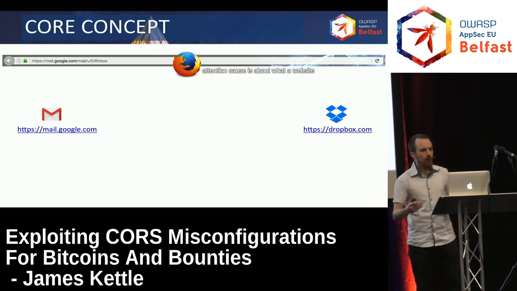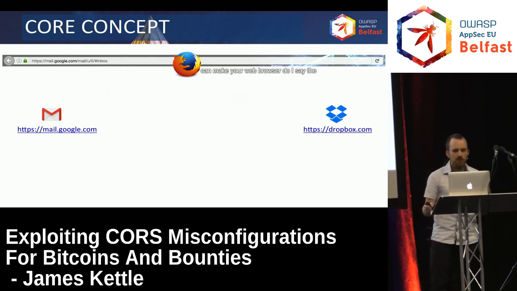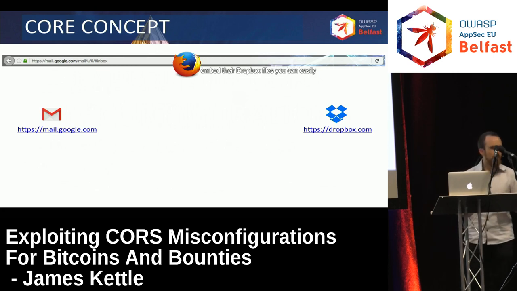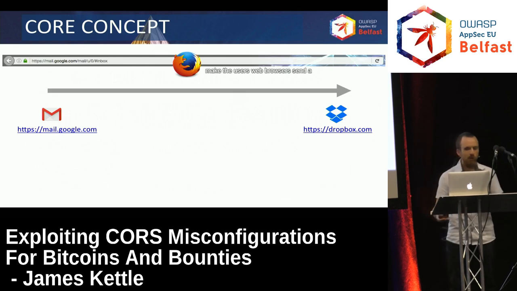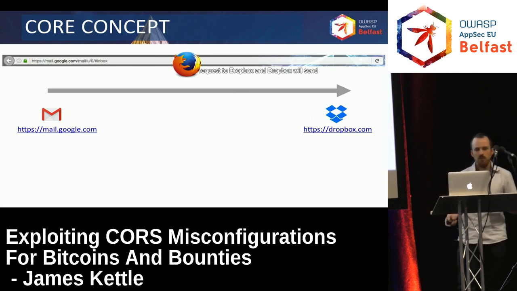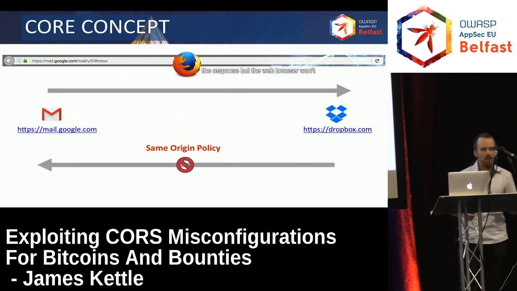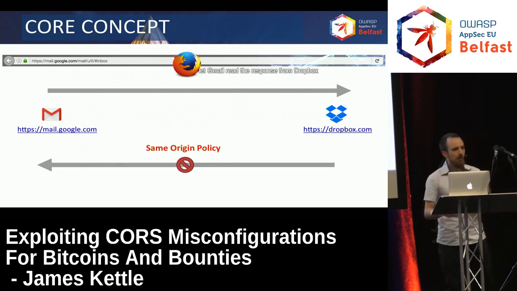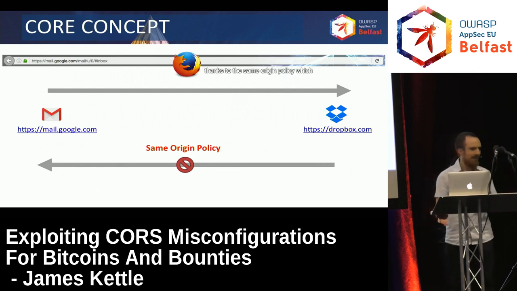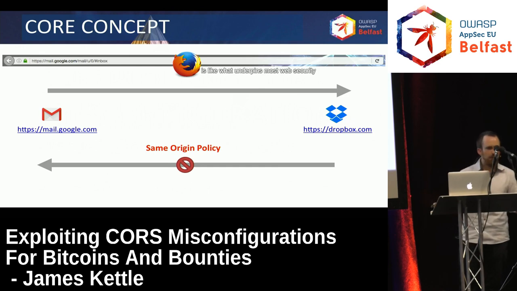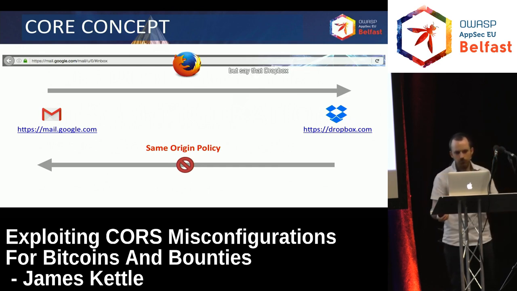CORS is about what a website can make your web browser do. Say that you own Gmail, and you want to let users embed their Dropbox files. You can easily make the user's web browser send a request to Dropbox, and Dropbox will send the response, but the web browser won't let Gmail read the response from Dropbox, thanks to the same origin policy, which is like what underpins most web security.